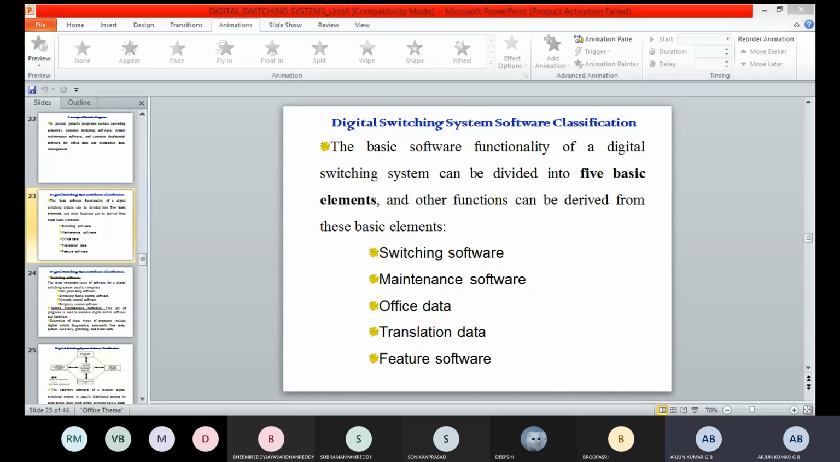Okay, then recovery software of a modern DSS is distributed among all the subsystems, which control the switching system, and this method allows the system to recover from faults more effectively. Recovery software will be there for all the subsystems, distributed among them, controlling the switching method. That's why it is more efficient.